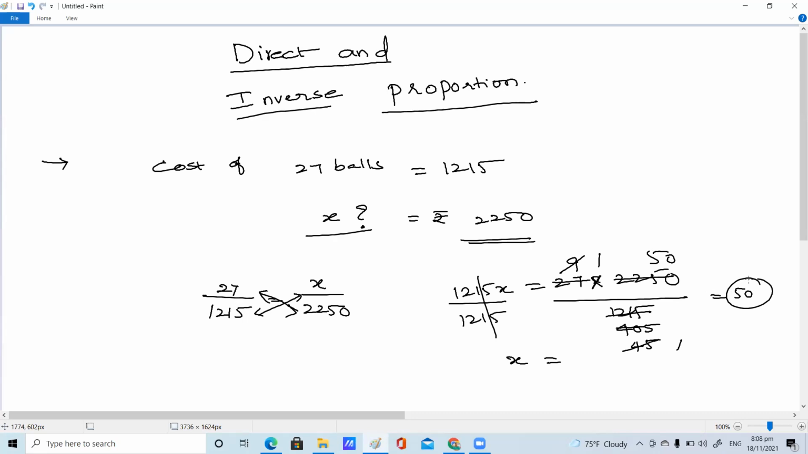Any doubt over here, children? The simplification part you should be a little aware of, otherwise everything else is easy here.